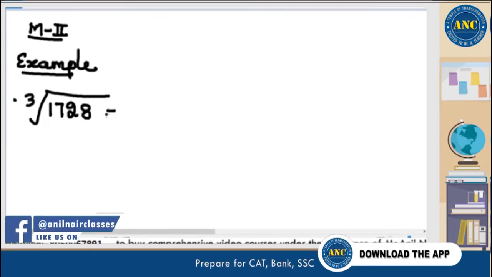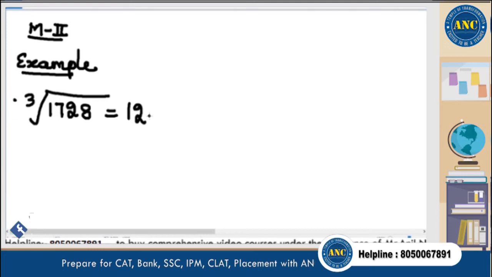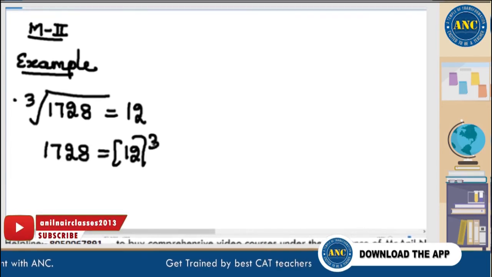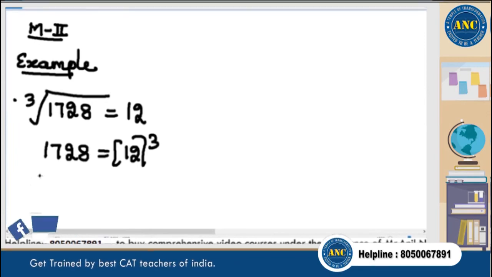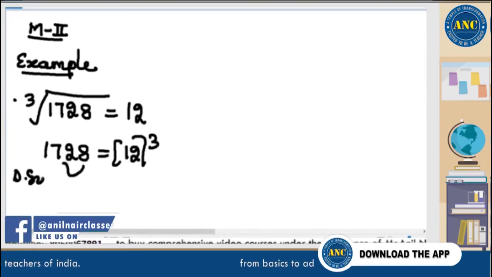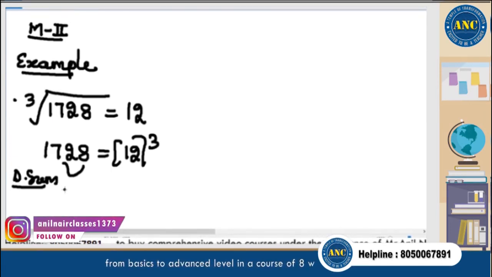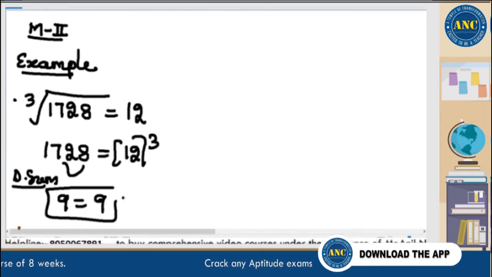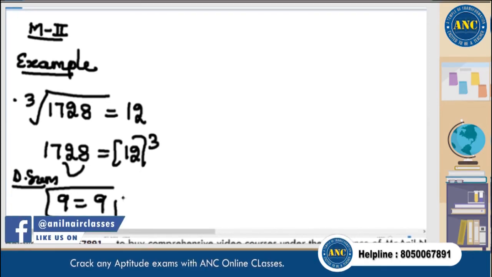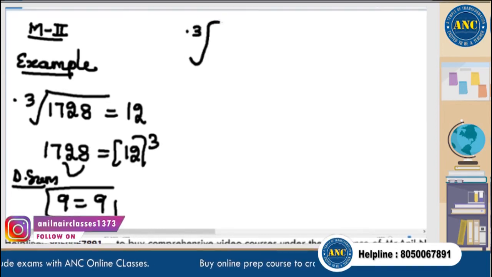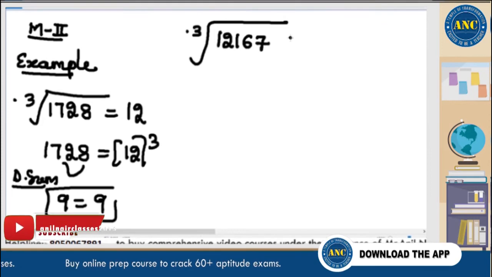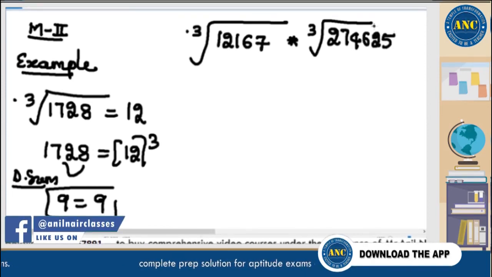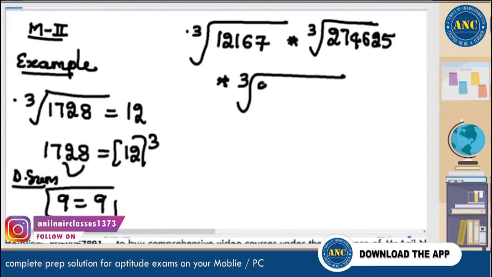Suppose cube root of 1728 is 12. Already we discussed at the beginning, square root converted into square. Cube root, if I put it on the right hand side, will become 12 cube. So, check by using digital sum. 8 plus 2, 10. 10 plus 7, 17. 17 plus 1, 18. 18 digital sum is 9. 12 is 1 plus 2, 3 cube. 3 cube digital sum is 9. Square root converted into square, cube root converted into cube. Now, the question is, cube root of 12167 into cube root of 274625 into cube root of 250047.